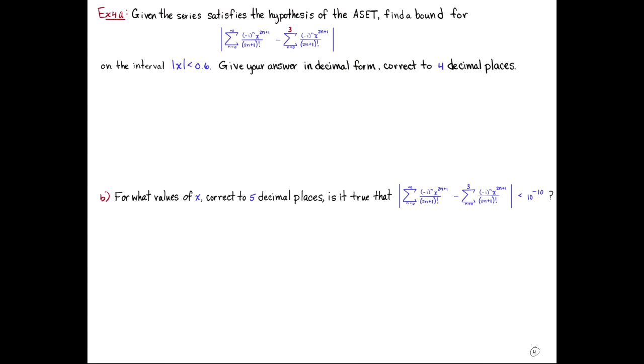Example 4, A and B, is all about our error bounds when we're approximating the infinite series with a Taylor polynomial. In part A, we're given that the series satisfies the hypotheses of the alternating series estimation theorem, and we're looking for a bound on the error when we're approximating sine x with the 7th degree Taylor polynomial on the interval absolute value of x less than 0.6.